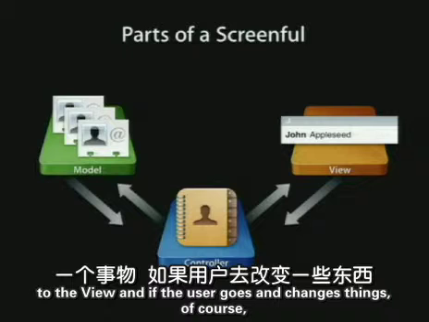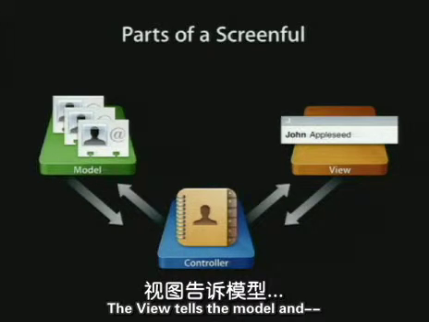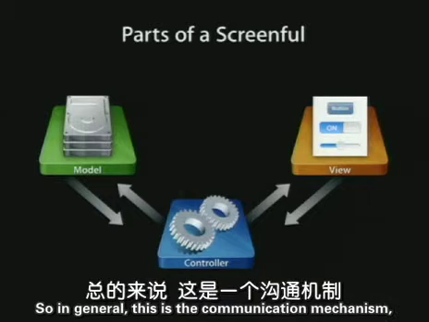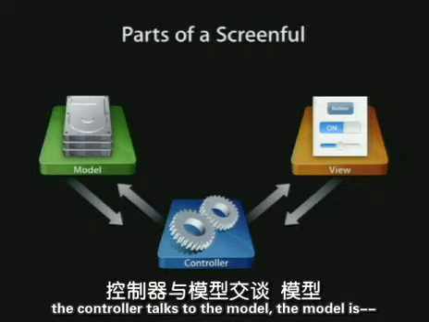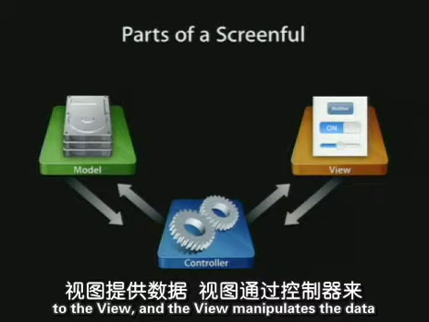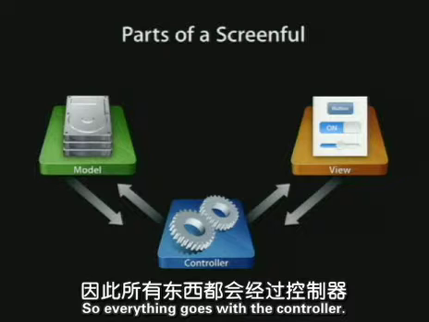And if the user goes and changes things, of course, they're interacting with the view. Well, the view tells the controller, and the controller then modifies the model as appropriate. So in general, this is the communication mechanism. The controller talks to the model. The model feeds data to the controller. And the controller feeds data to the view, and the view manipulates the data through the controller. So everything goes through the controller.